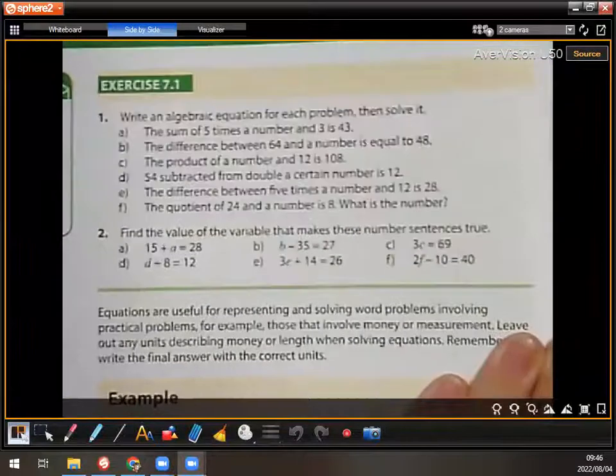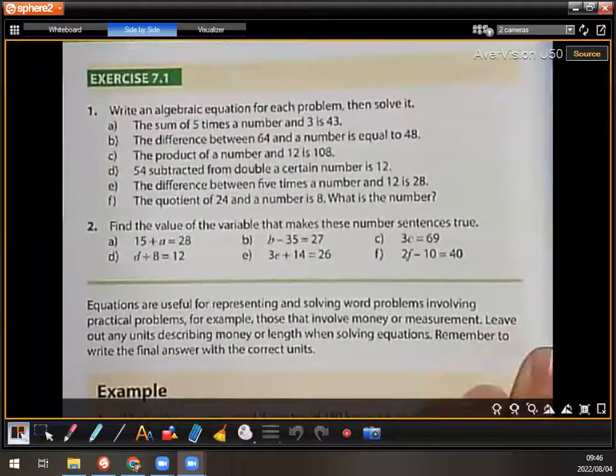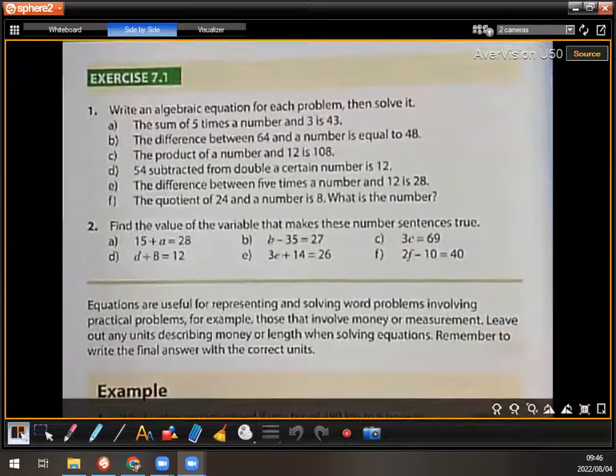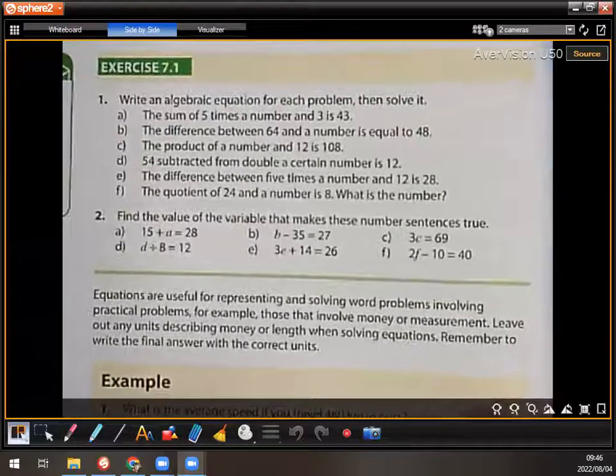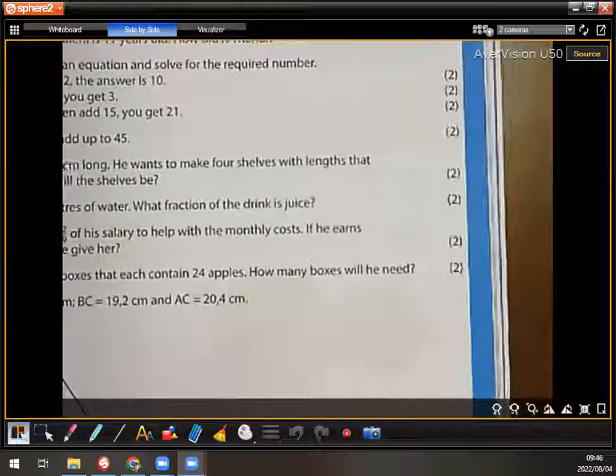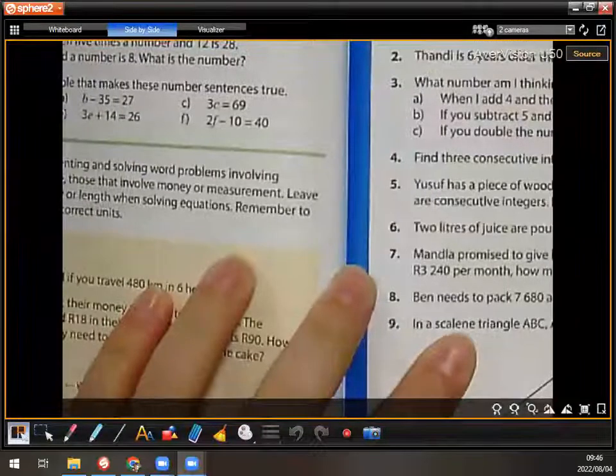Okay. Make sure that you all have copied down what you are supposed to be doing. I'm just doing number 1, okay, guys, not number 2. Number 3.